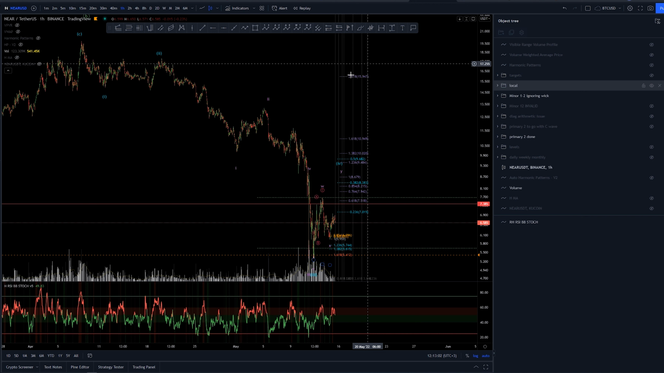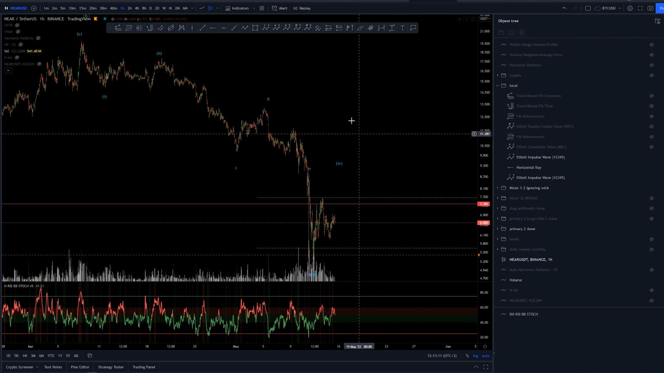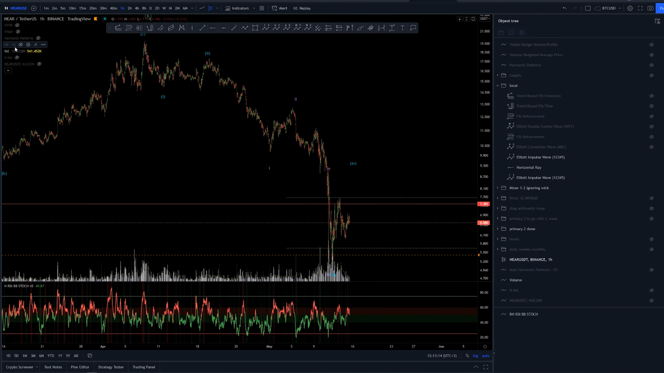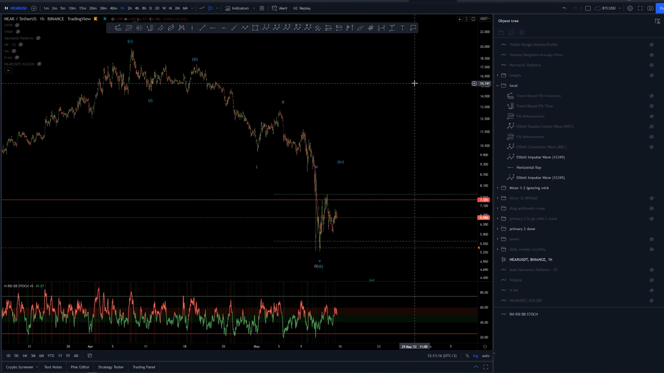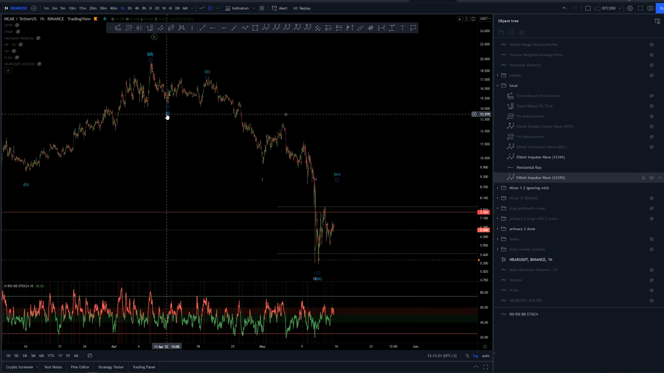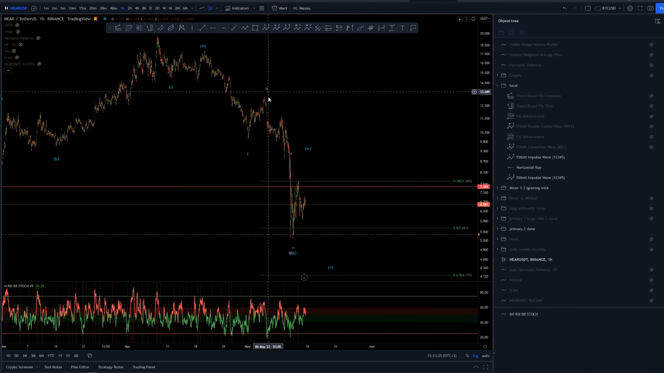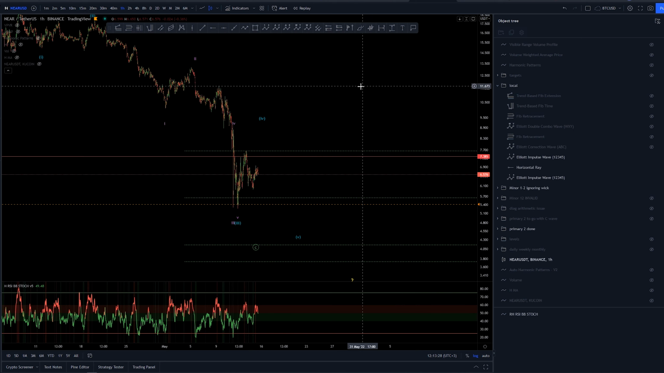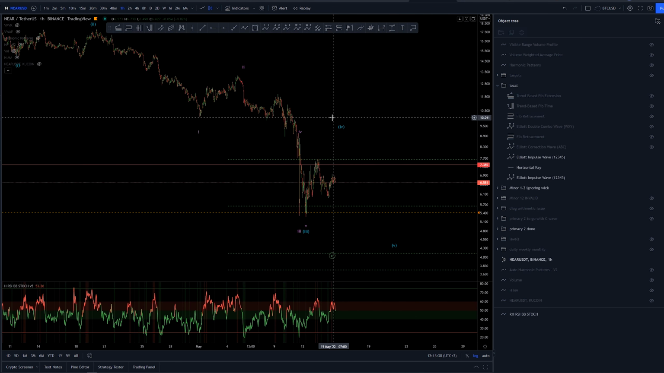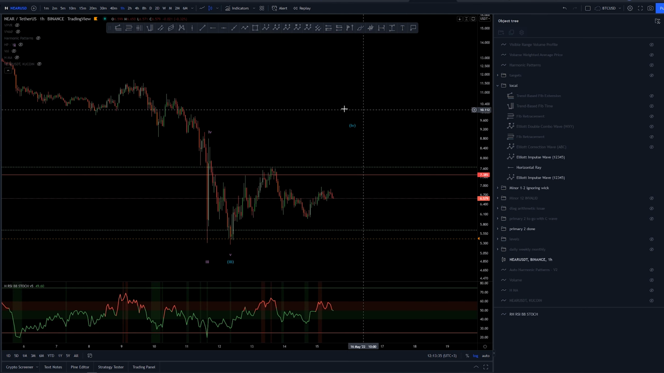So let's ignore this bit here. Let me actually just hide these for now, and hide the volume as it is overlapping everything again. So I'll label this as 1, 2 here, another 1, 2 here, and then we have this massive wave 3 and a massive wave 4.